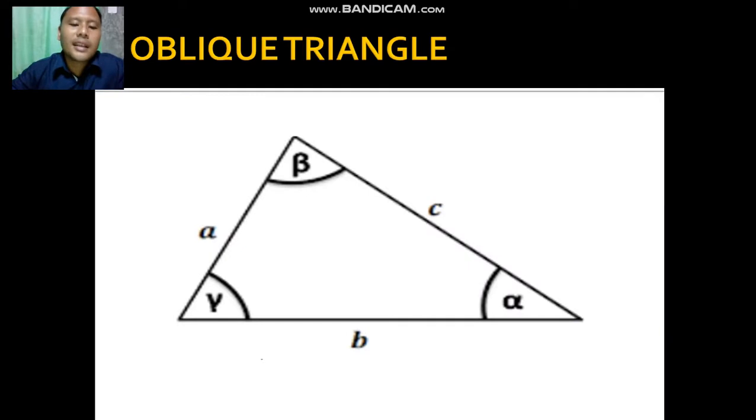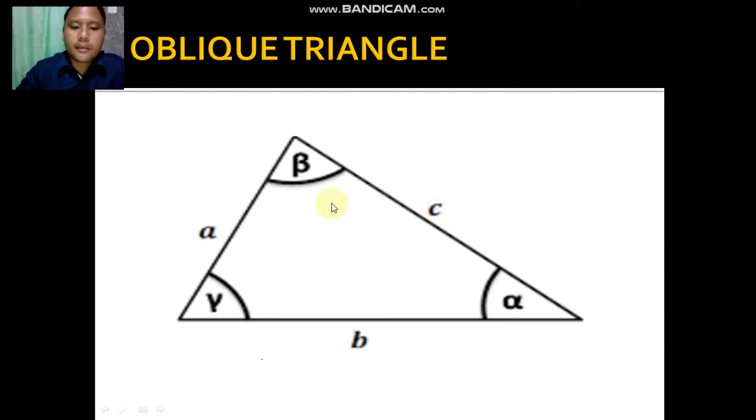First, let us consider this oblique triangle. It has three consecutive acute angles. We start with acute angle alpha, followed by acute angle beta, and this is followed by acute angle gamma. We also have three consecutive sides, A, B, and C.